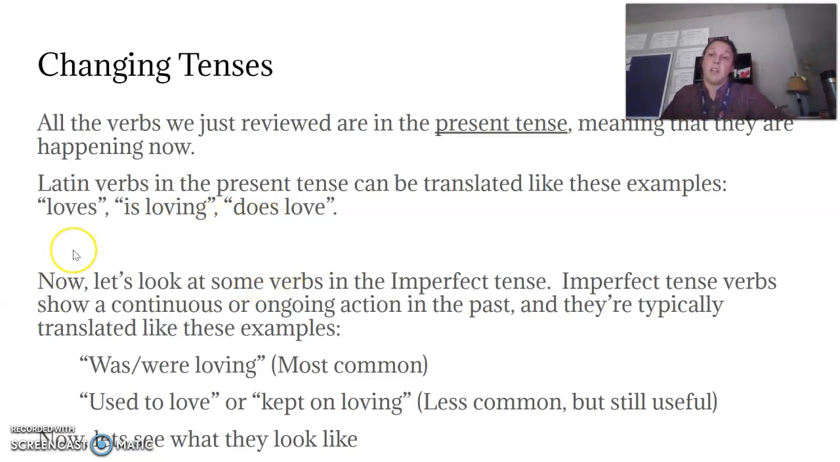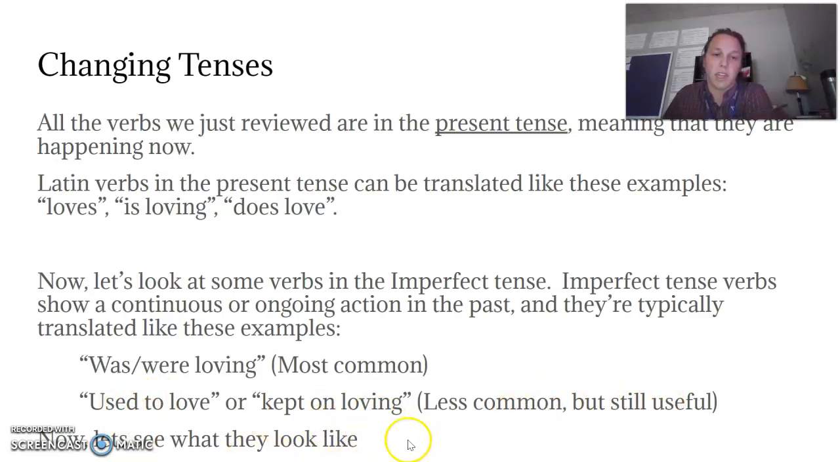We're also going to be looking at the imperfect tense this week, which I said is a flavor of the past tense. Imperfect tense verbs show a continuous or ongoing action in the past, and they're typically translated like these examples in English right here. If I want to say he was loving, I would say amabat. That would be the Latin imperfect of the word love. I'll show you how in a minute, but it's typically translated as was or were blanking. You could also say used to blank or kept on blanking. They're less common, but they're still useful, and I'll show you where it becomes useful in the next slide.